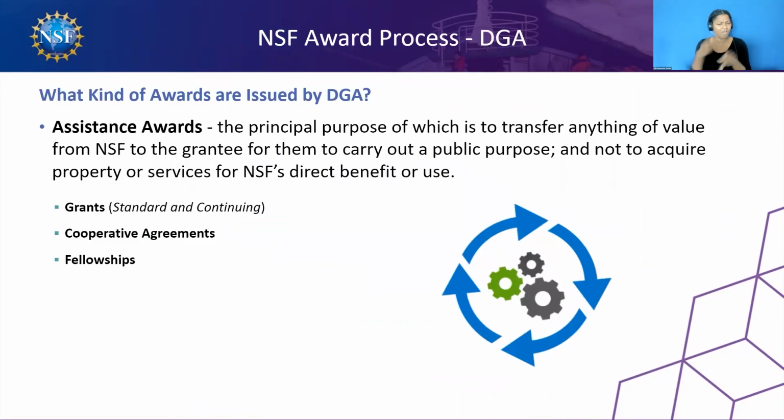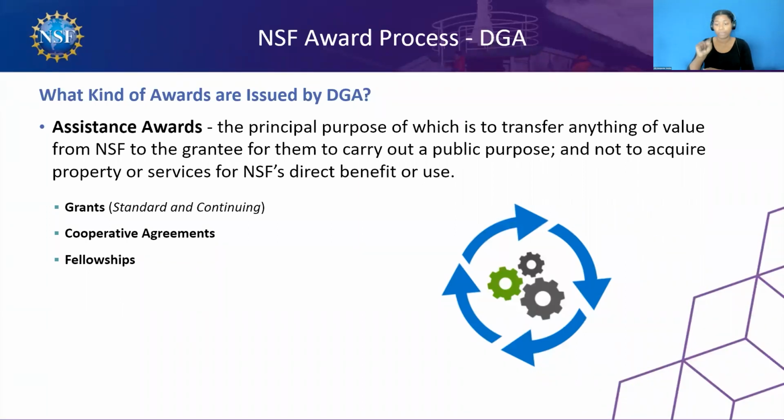What kind of awards are issued by DGA? Assistance awards. The principal purpose is to transfer anything of value from NSF to the grantee for them to carry out a public purpose. Now, if we were acquiring property or services for NSF's direct benefit, that is what will be considered a contract. So the type of assistance awards are grants.